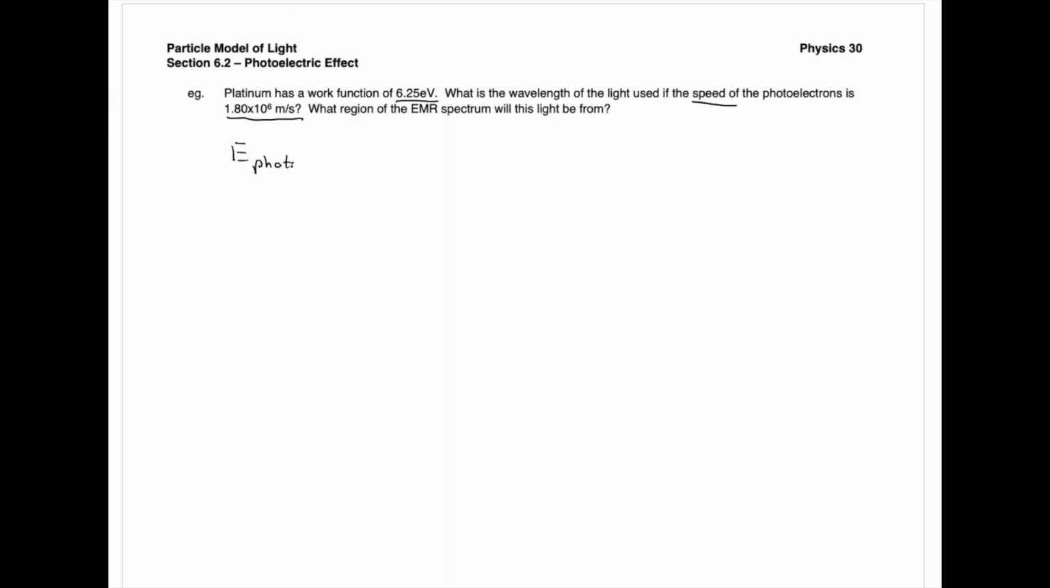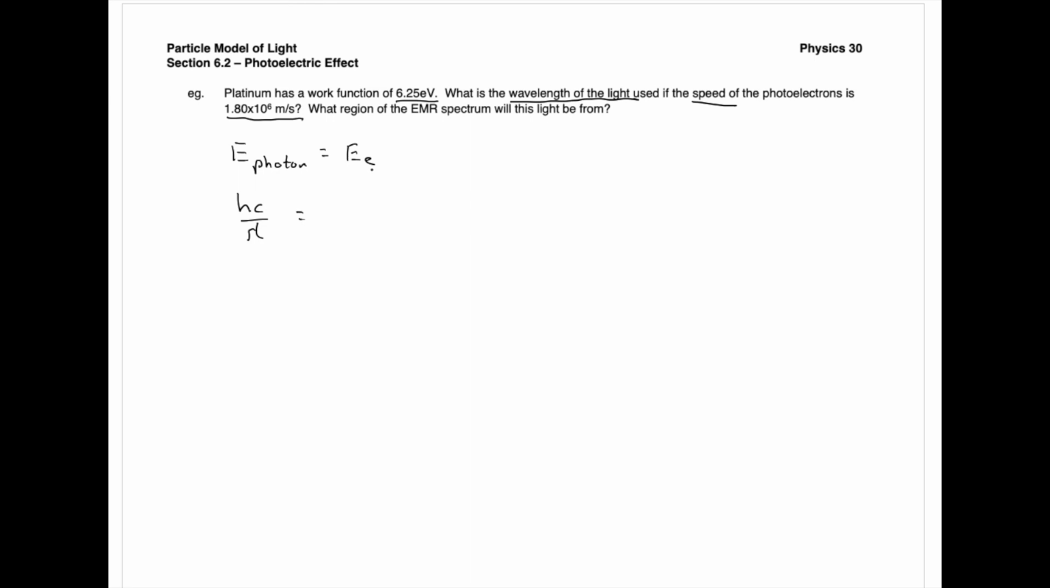So my photon energy must be equal to the electron energy. Now my photon energy will be hc over wavelength. Now again, this could be hf or hc over wavelength. Here we're looking for the wavelength of the light, and so that's why we're using the hc over wavelength for that one.